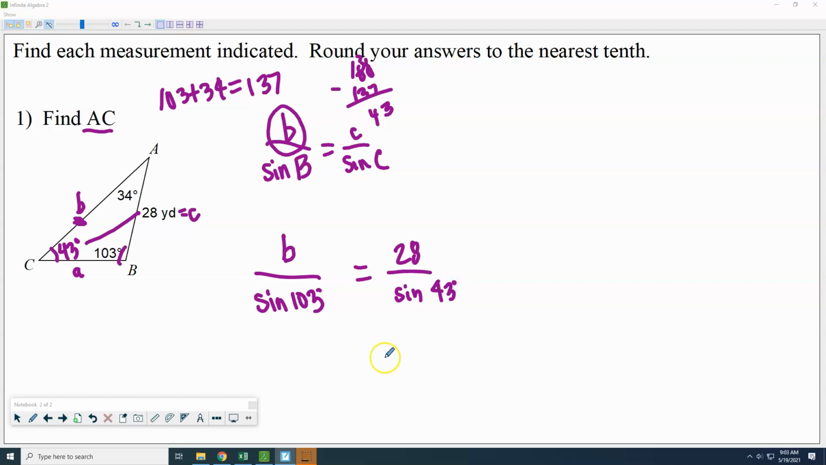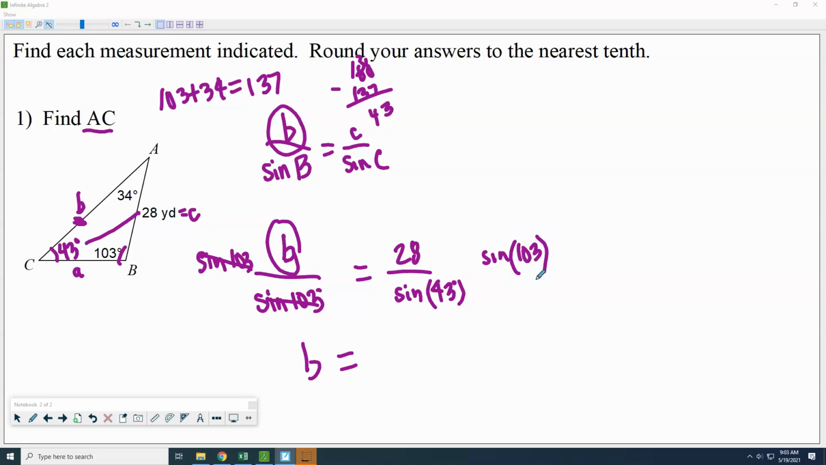So now, because I know 3 of the 4 pieces of information, now I can solve for B. I can get B all by itself on this side. So in order to undo divided by sine of 103, I would multiply both sides by sine of 103. So they'll cancel here, and I'll just be left with B. So now I can just go ahead and plug into my calculator 28 divided by the sine of 43. Make sure you close the parenthesis on sine 43 when it gives it to you. Times it by sine of 103.